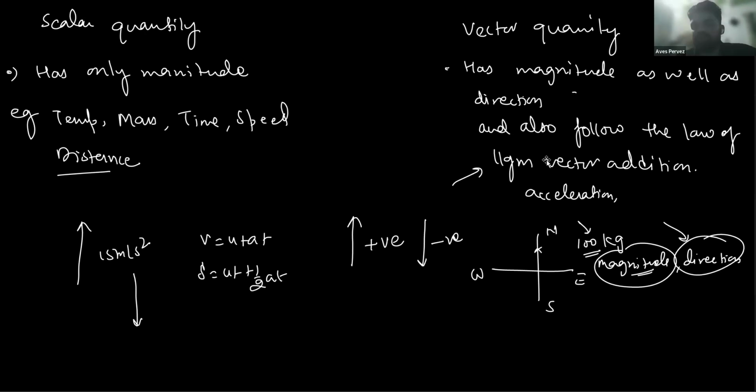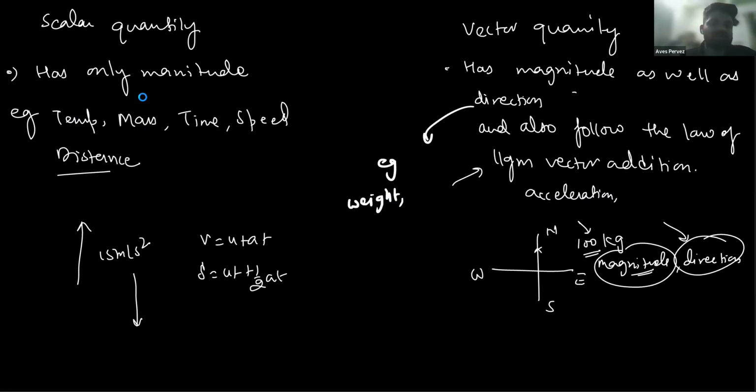For example, weight. Here mass is a scalar, but weight is a vector. Why? Because weight always acts towards the center of gravity, towards the center of the earth. So it always acts towards the center. So it has direction. So weight is a vector quantity.